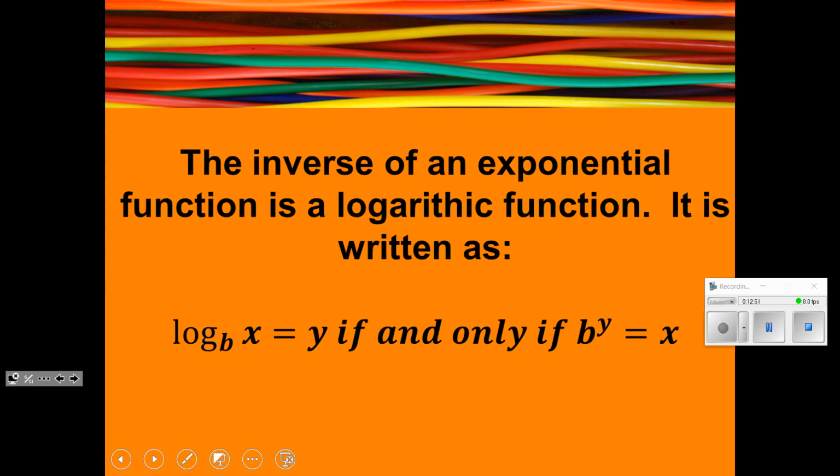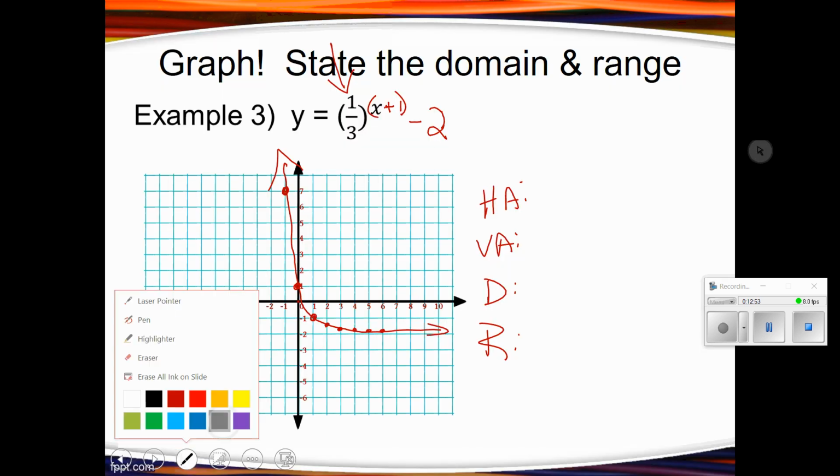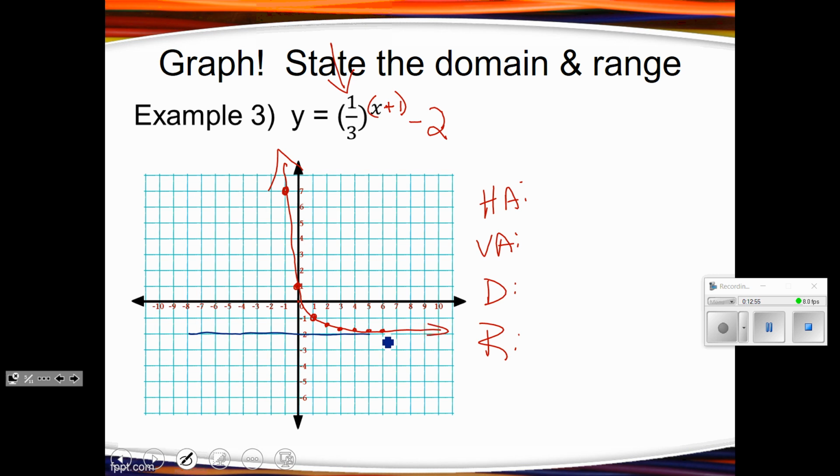My horizontal asymptote. Where am I approaching? This line is approaching at y equals negative 2. I'm down 2 on the y-axis. Okay? There are no verticals. My domain is going to be all real. And I'm sure somebody's wanting to ask the question, is it always going to be all real for domain? Yes. It's always going to be all real.